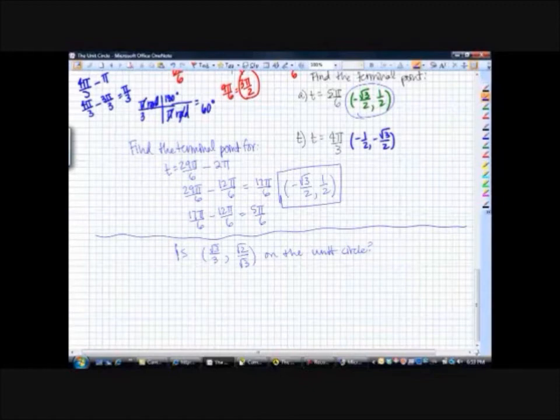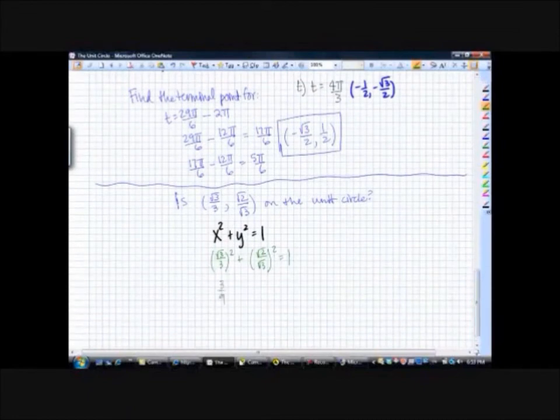So to figure out whether or not a point is on the unit circle, you want to use the general equation for the unit circle, which is x squared plus y squared equals 1. If you're ever curious as to whether or not a point is on the unit circle, you just plug that point into that equation. So we say root 3 over 3 squared plus root 2 over root 3 squared equals 1. Simplify and see if it works out. It's going to be 3 over 9 plus 2 over 3 equals 1. So 3 over 9 plus 6 over 9 equals 1. So yes, it is on the unit circle.